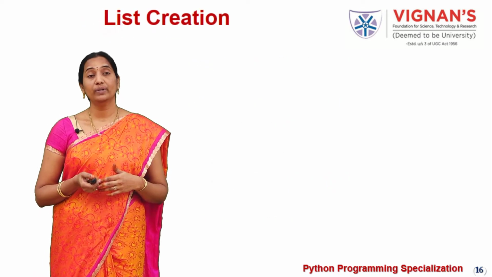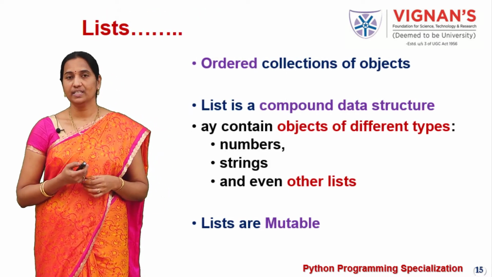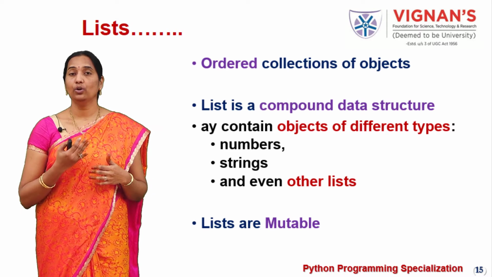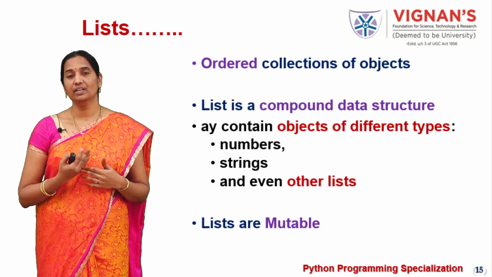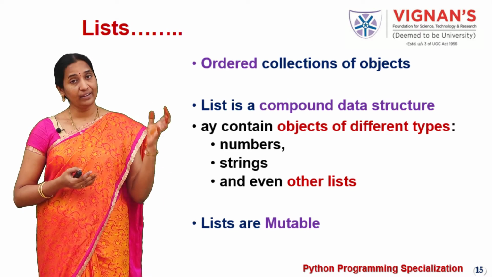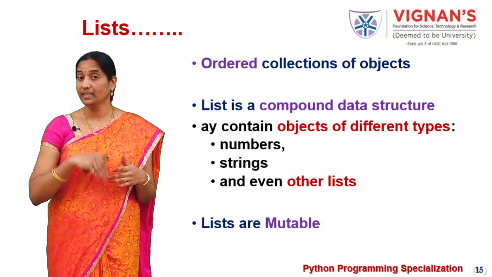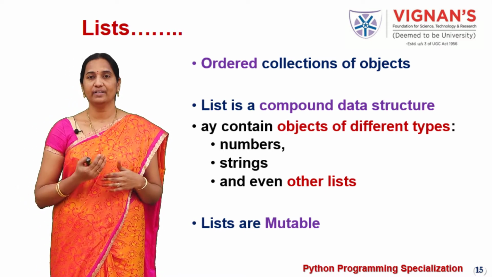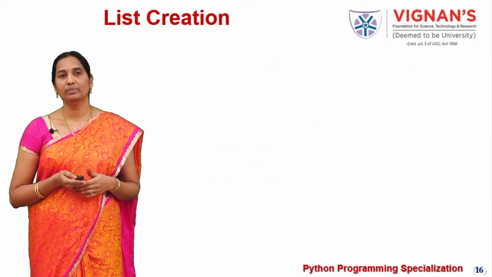Moreover, lists are mutable data structures. So, the reason is once we create the list, we are allowed to alter the elements of the list data structure. That is, we can add new elements, we can delete elements, we can update the existing elements. Because of that reason, lists are known as the mutable data structures.